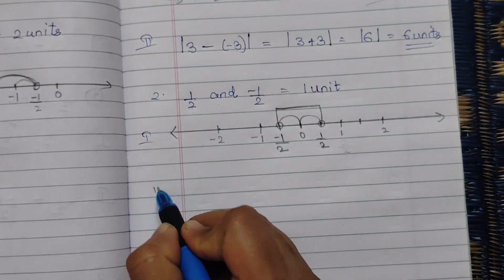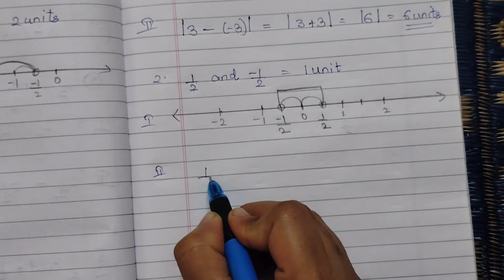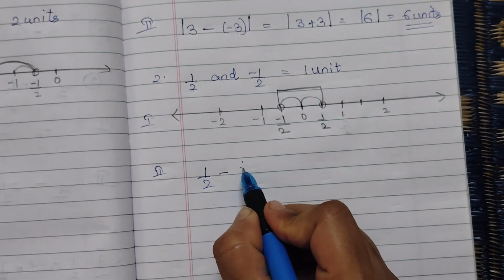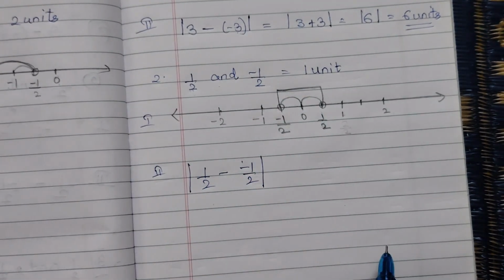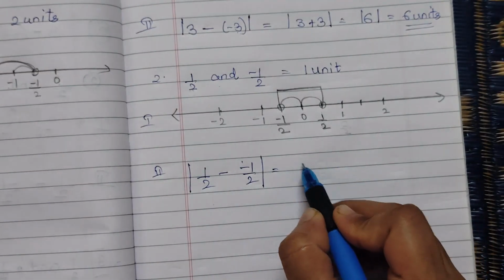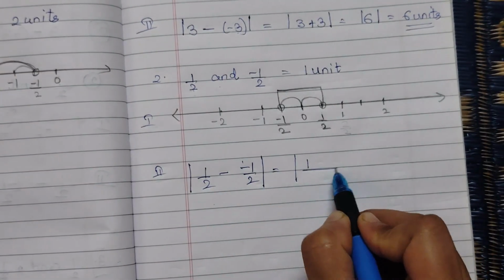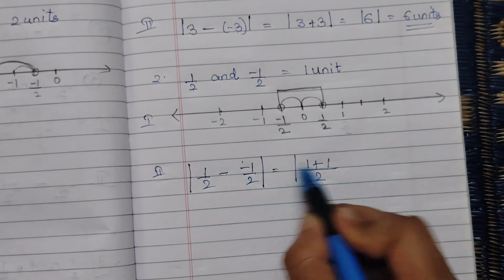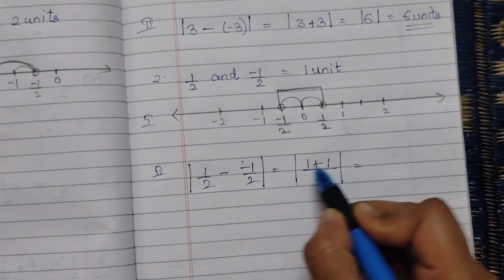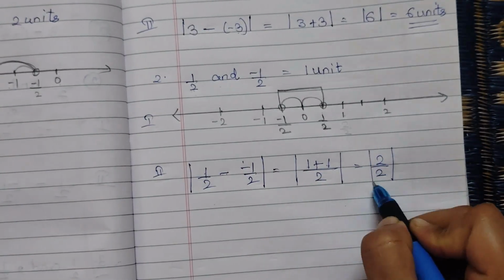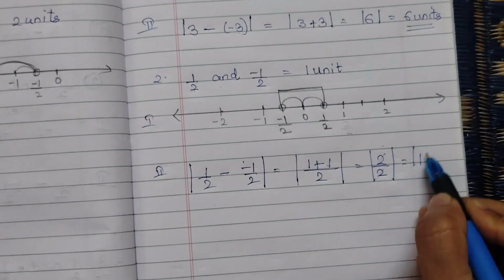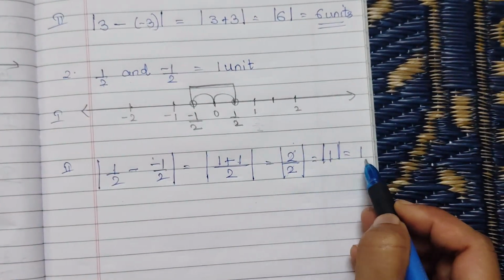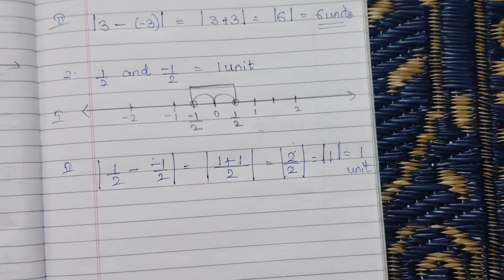Now we will do the second method for this. 1 upon 2 I wrote minus 1 upon 2 and I will put this in absolute value sign. Okay. So 2 and 2 I will write common. This 1 I wrote minus minus plus and then this 1 I wrote. So what I get? 1 plus 1, 2 upon 2. So 2 ones are 2, I got 1 as the answer in the absolute value, and then I got 1 unit. Okay.